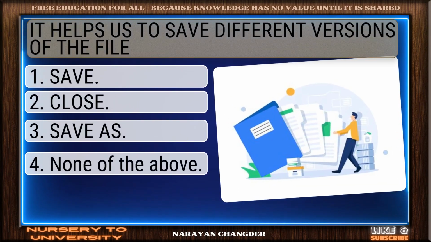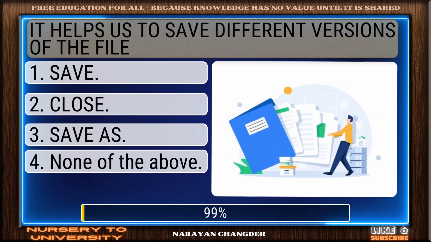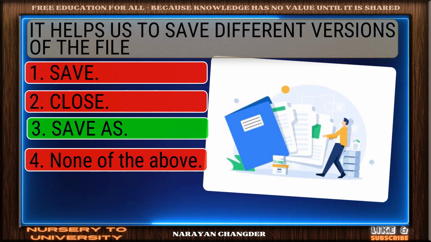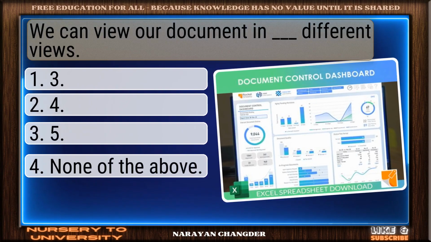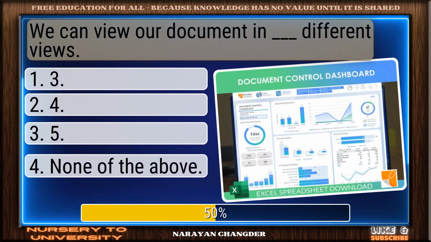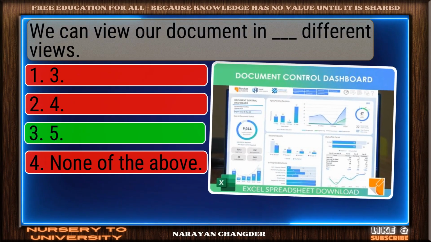It helps us to save different versions of the file. Nice work. You chose Save As and it is correct. We can view our document in Dash different views. Strong choice. 5 is the right answer.